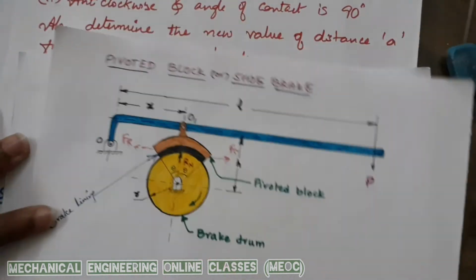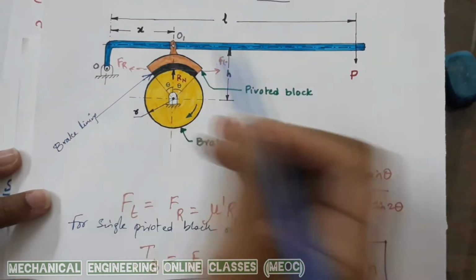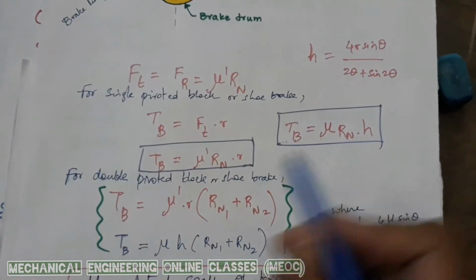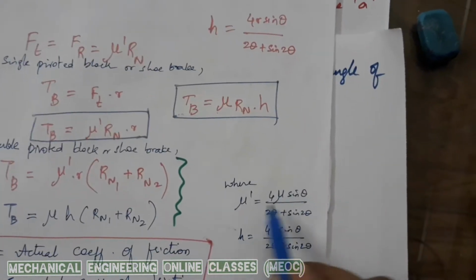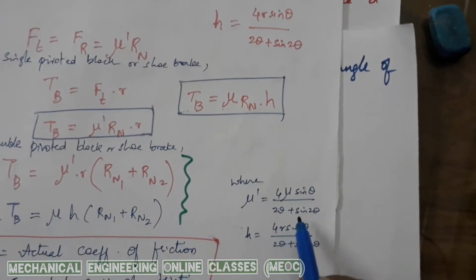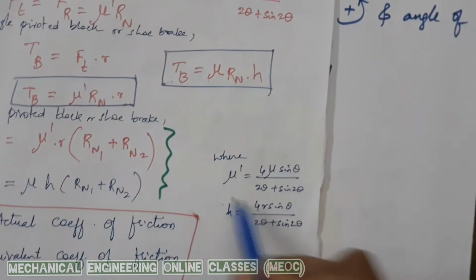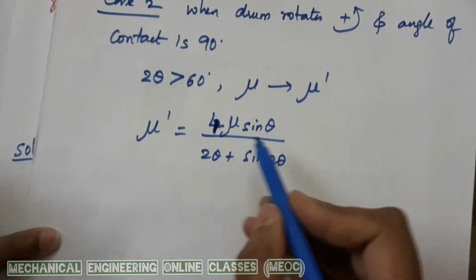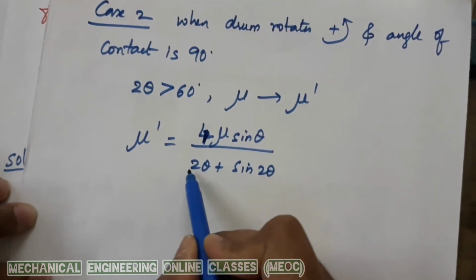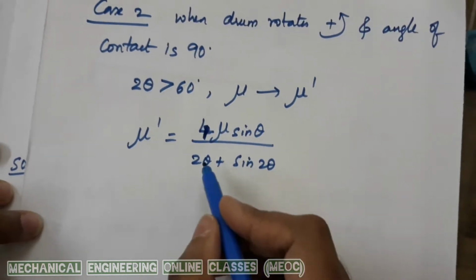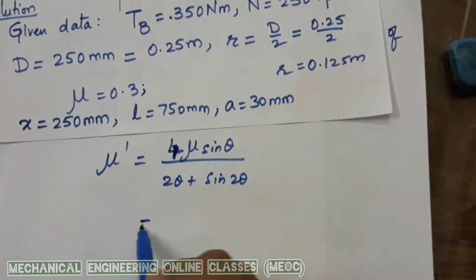And this comes under pivoted shoe brake, where we have used a pivoted block. And the relation between mu and mu dash is already discussed. So we have to use these relations now. So I have written this relationship here, mu dash in terms of mu, which is mu dash is equal to 4 mu sin theta by 2 theta plus sin 2 theta. Now let us substitute the values. Mu is given as 0.3.